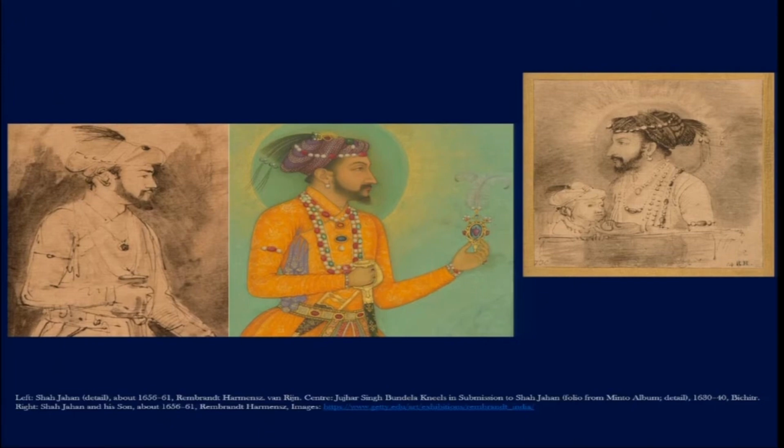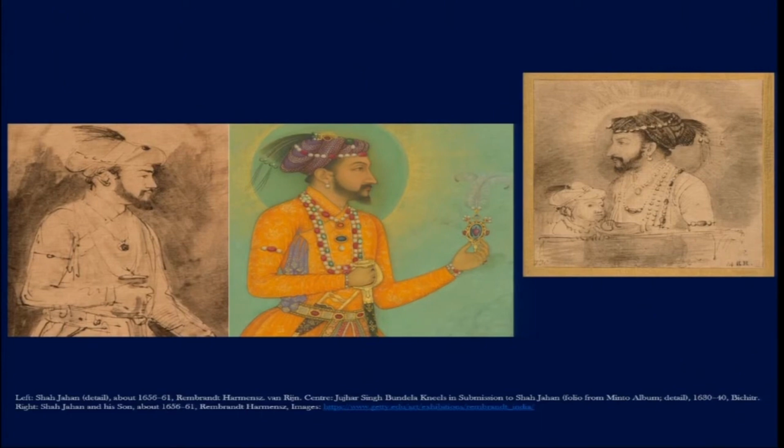So here we see an image of Shah Jahan's portrait, and of course this is a cropped image, not the entire miniature painting. It was made perhaps sometime between 1630 and 1640, so the earlier half of the 17th century, and it was painted by Vichitra. Then we find that this particular image, or a similar image, was copied later on by Rembrandt in around 1656, or sometime between 1656 and 61.